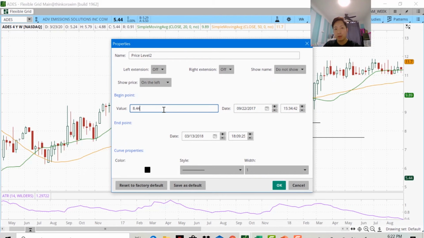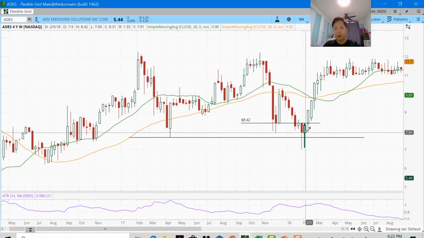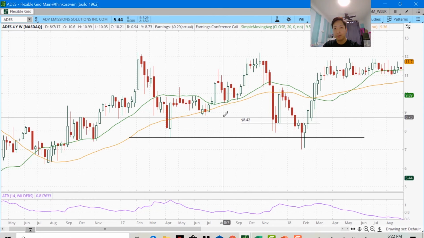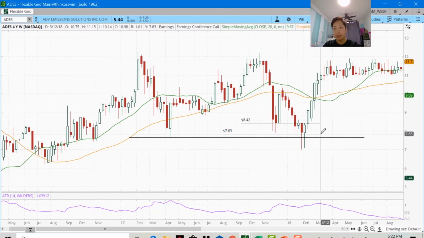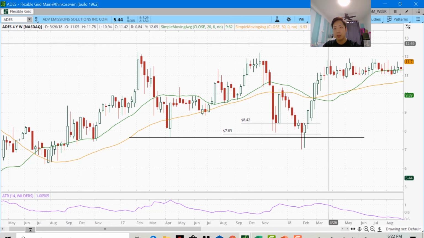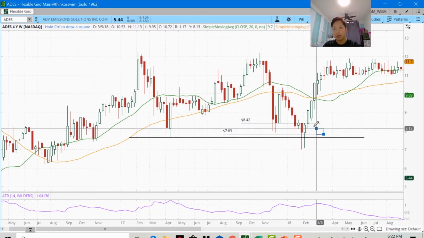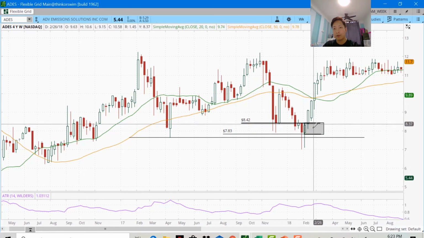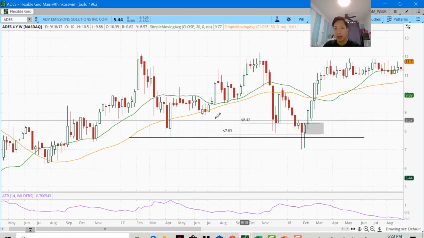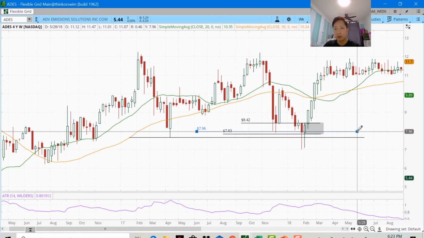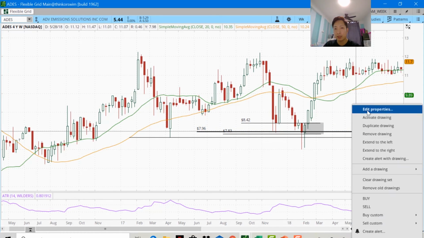So let's put it strictly here. Okay, so let's say the midpoint of the bar is somewhere here. Of course, your sweet spot entry zone will be between the midpoint of the bar until the high of the bar, somewhere there. Let's say you put an entry here, at $7.96.